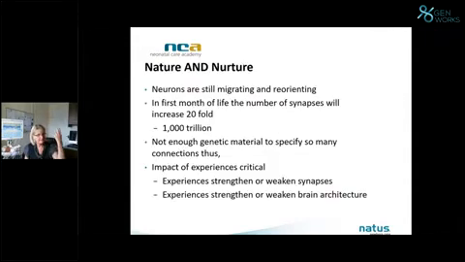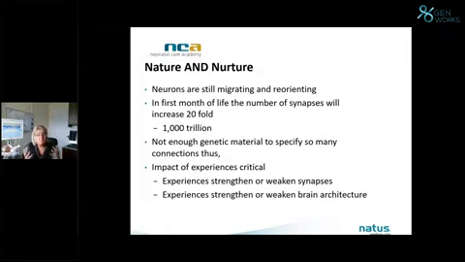Now, it's not just about the physical makeup, as I said, it's also about the neurons, and there's also always the debate out there. So is it nature or is it nurture who makes us what we are? What's actually influencing our brain development and our brain pathology? So we know that continuously our neurons are migrating and reorientating, but in the first month of life, there's a huge amount going on in the brain.